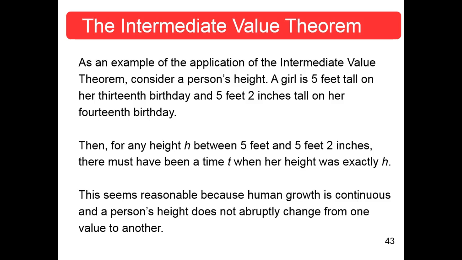Now, when you get old like me, you start getting shorter. Actually, you do. Because the spacing between your vertebrae, the cushioning that's in there, it tends to flatten out some, so you actually get shorter. So at some point, probably I reached my maximum height since it has been declining. So every day in between then and then, I was every height in between there. I haven't changed much, but probably did change a little bit. It seems reasonable because human growth is continuous and a person's height does not abruptly change from one value to another. It can't. It is a continuous function.